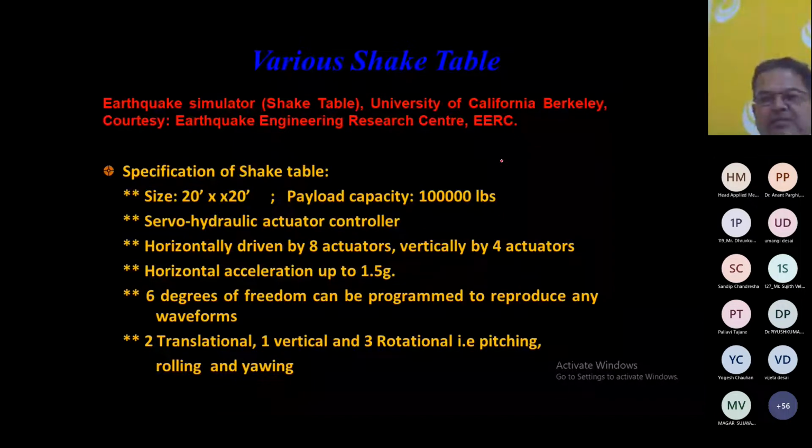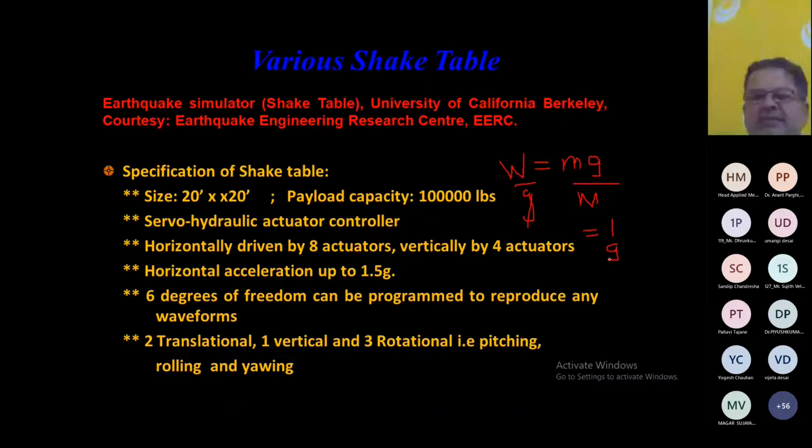We know that W is equal to mg, right? And what we do is normalize with respect to g. So we are dividing by the mass. Here mass is constant, so we are dividing by the mass. So what we are saying is that the weight is 1g. When I'm saying the weight of the structure is 1g, it means mass into gravitational acceleration, the total weight.